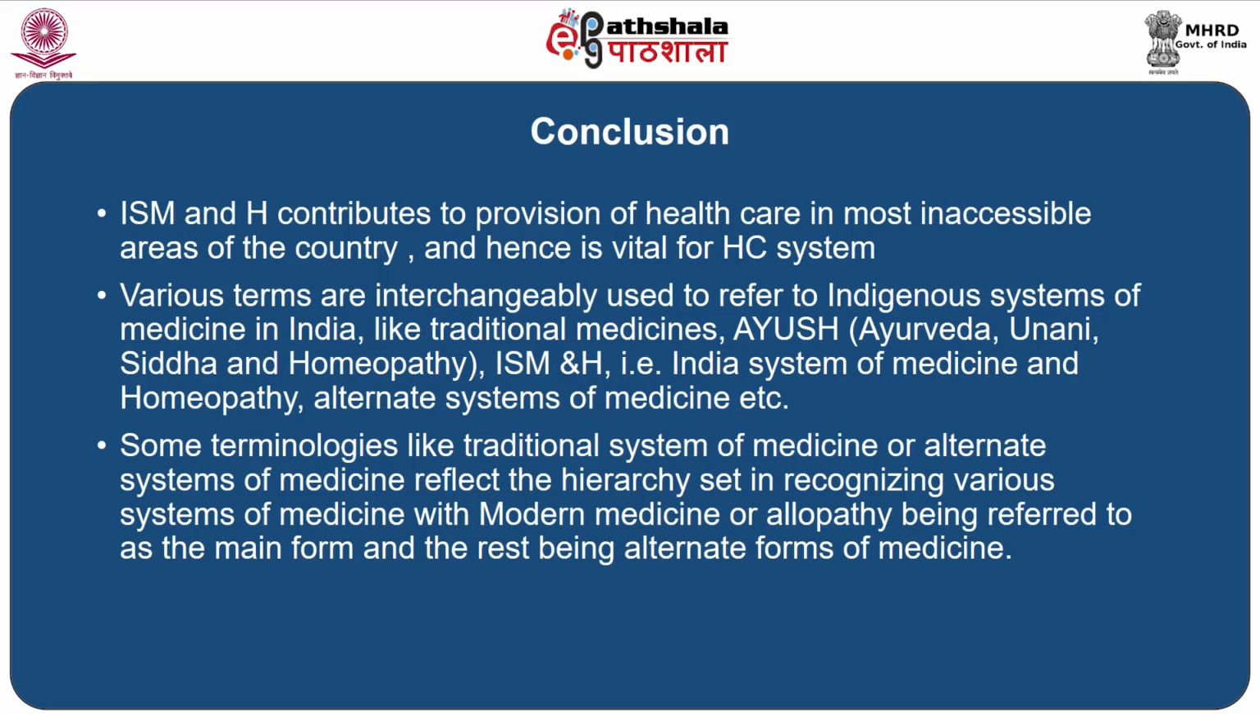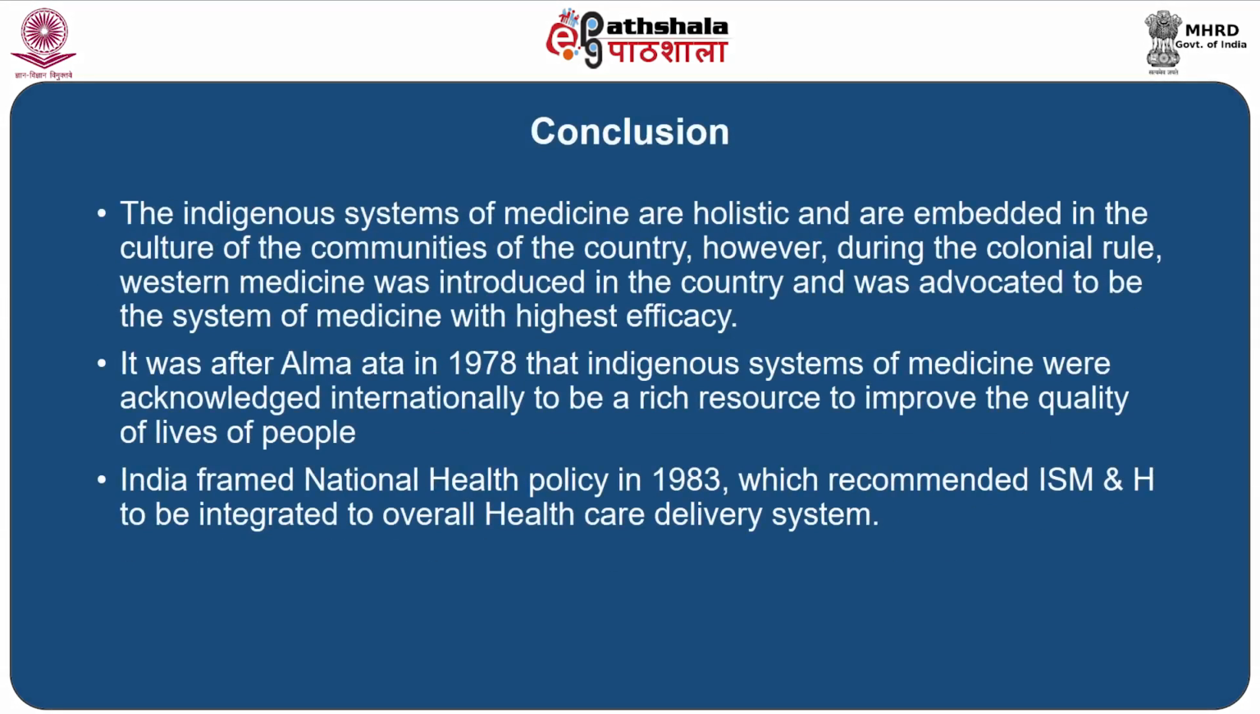Various terms are interchangeably used to refer to indigenous system of medicine in India, like traditional medicines, Ayush, ISM and H, alternate systems of medicines, etc. Some terminologies like traditional system of medicine or alternate system of medicine reflect the hierarchy set in recognizing various systems of medicines, with modern medicine or allopathy being referred to as the main form and the rest being the alternate forms of medicine. The indigenous systems of medicine are holistic and are embedded in the culture of the communities of the country.